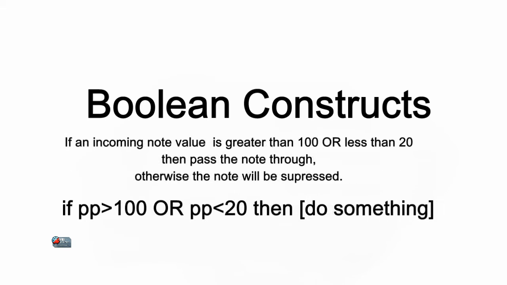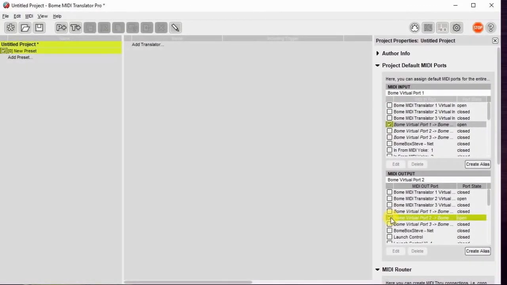For the OR condition, if an incoming note value is greater than 100 or less than 20, then pass the note through, otherwise suppress the note. Something like shown here is what typically would be used.